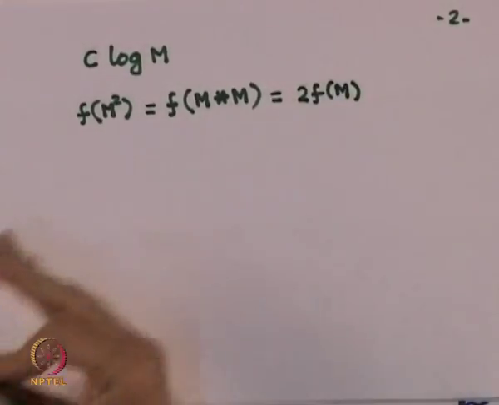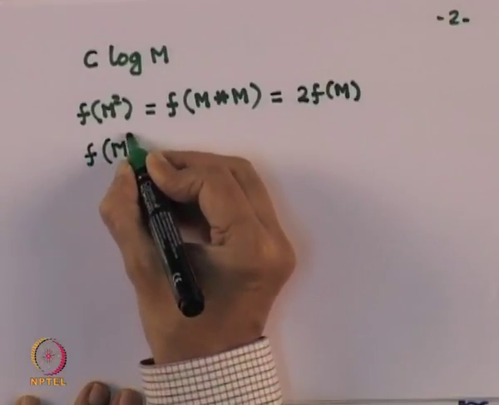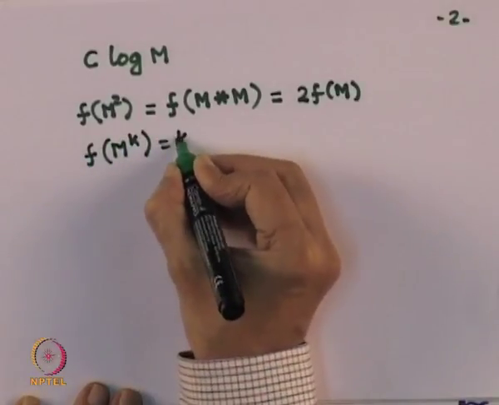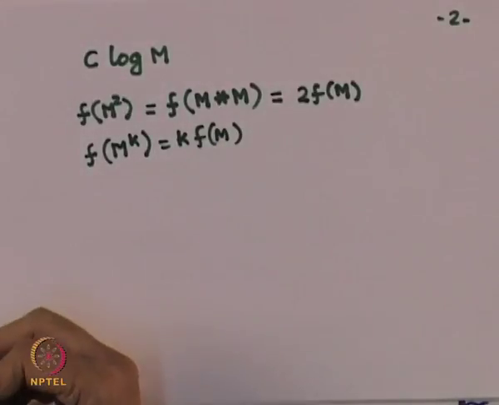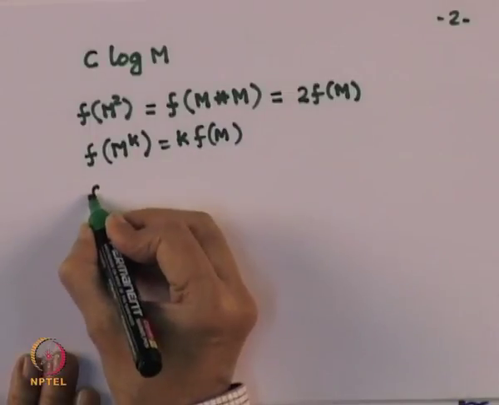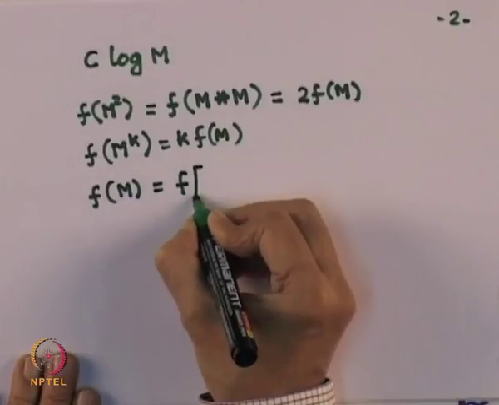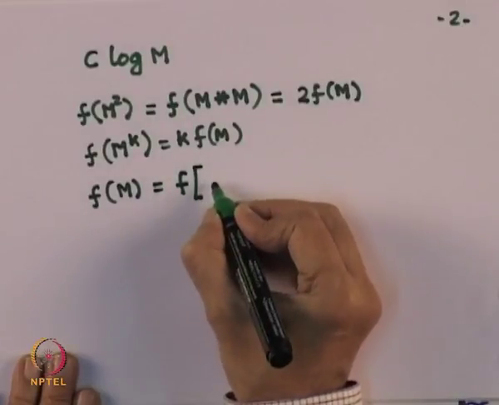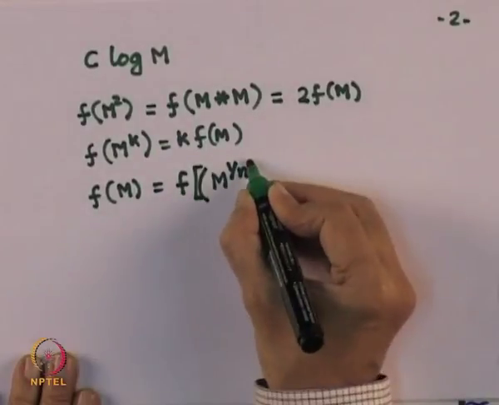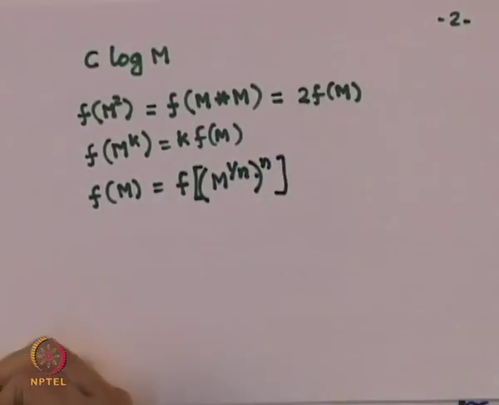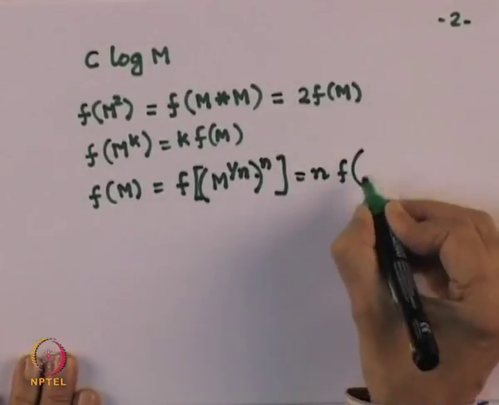And you can do an iteration and find in general that f of m to the power k is equal to k f of m. Not only that, I can write f of m as equal to f of m to the power 1 over n, raised to the power n. This is just an identity actually. So, that must be equal to n times f of m to the power 1 over n.